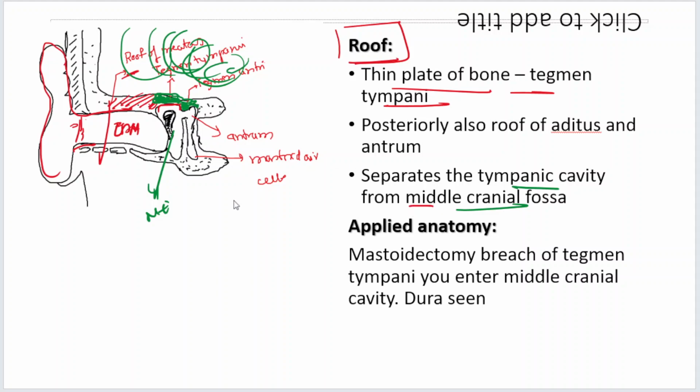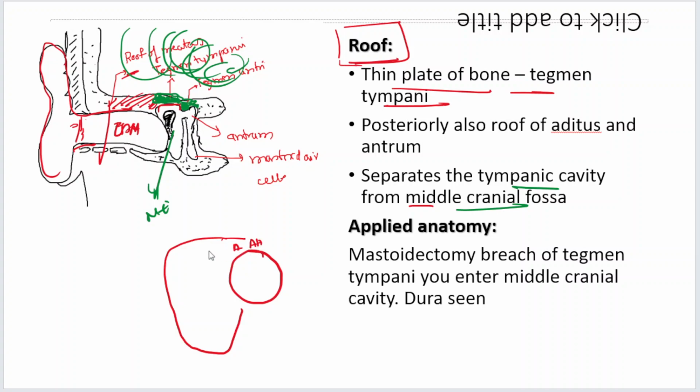Now what is the importance of this roof of the middle ear? Suppose we are doing the same thing. Now we will draw a diagram. This is the external auditory canal. This is the mastoid. This is the aditus, and this is the attic.